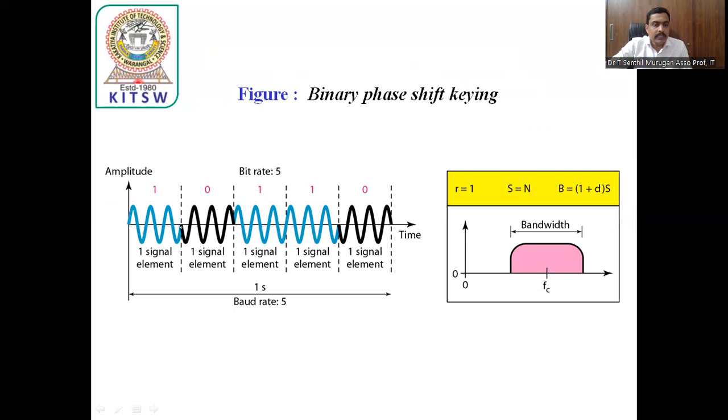You see here, whenever one is there, it is going on that blue color line. That is the waveform starting with 0 degree. Then here it will be reversed, not 90 degree, 180 degree. So at 180 degree, it will be reversed. Finally, the baud rate is 5 only. Within 1 second, we are sending 5 data bits.